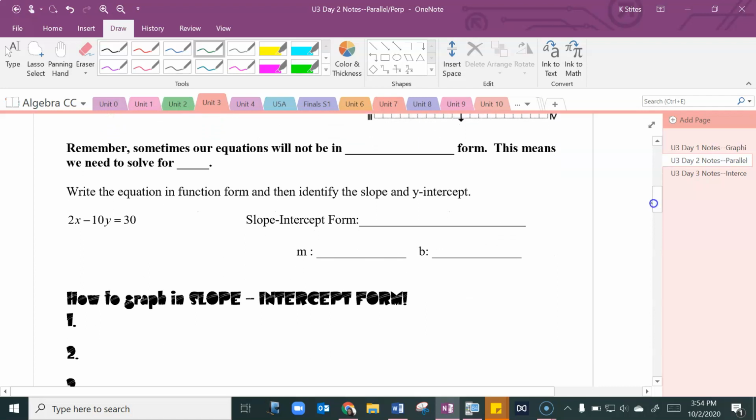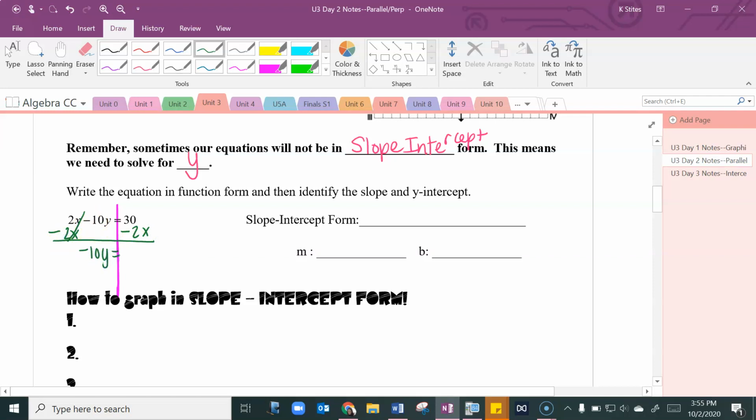Remember, sometimes our equations will not be in slope-intercept form. This is also called function form. And this means that we are going to need to solve for y. So we're going to take this equation and move it to slope-intercept form. When we solve for y, we'll start by moving our x over and we will subtract it on both sides. Make sure you break down a -10y.